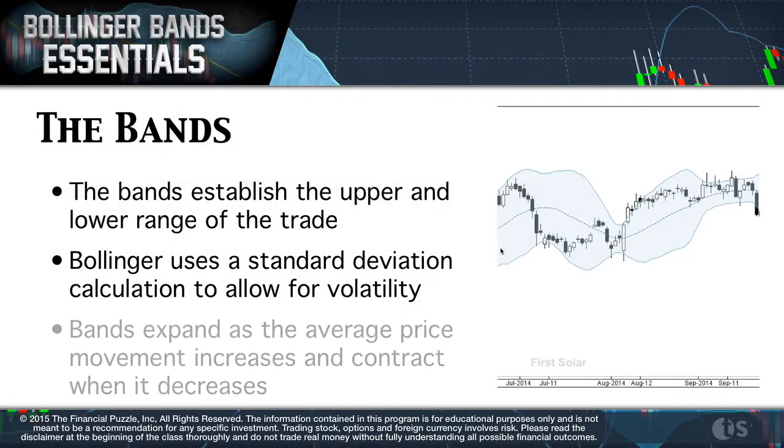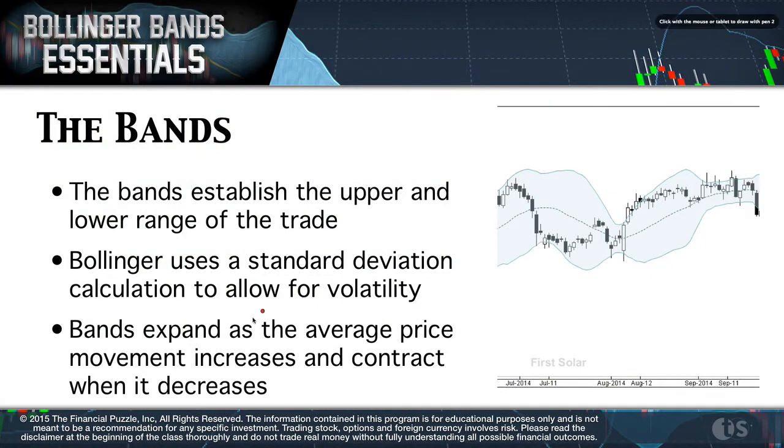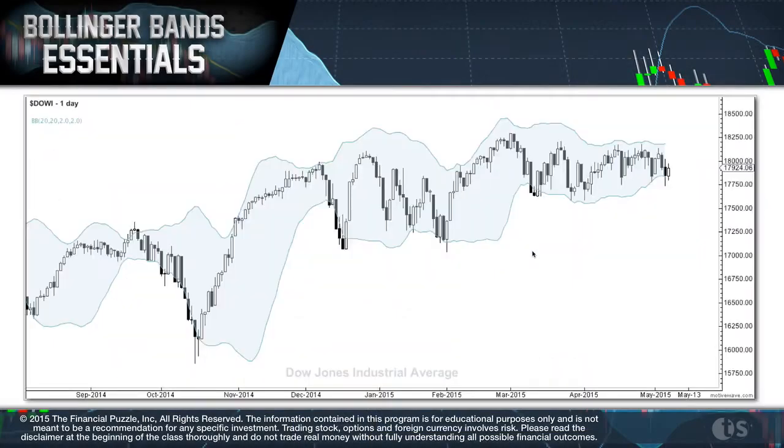And then the result here is we have a situation where the bands expand as the average price movement increases, and the bands contract when the average price movement decreases. And so another way of saying that, if there's a lot of price movement, then the bands are expanding, and if there's not a lot of price movement, the bands are contracting. And of course, you'll see that on the chart here.